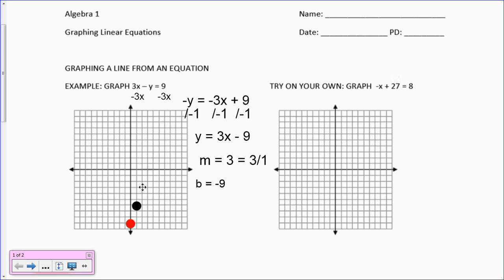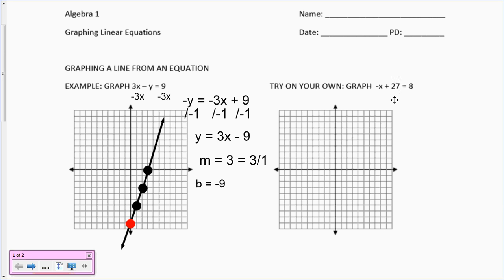I might have told you in class the other day that I like to do multiple points because I can't draw a straight line to save my life. So there's a couple points. And then once we have a couple points, we just go ahead and draw our line. That's it for graphing.